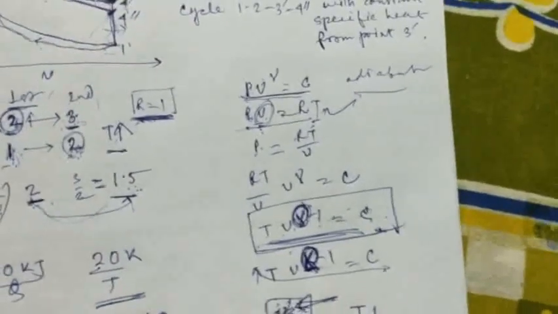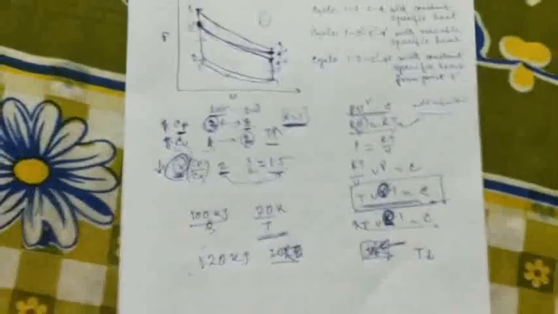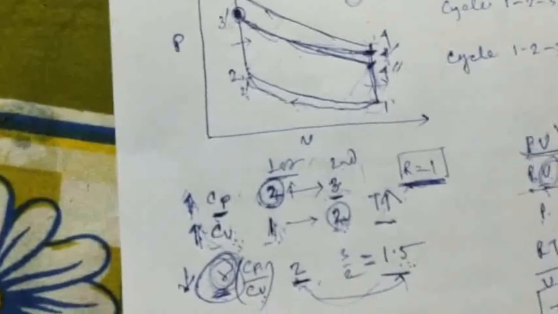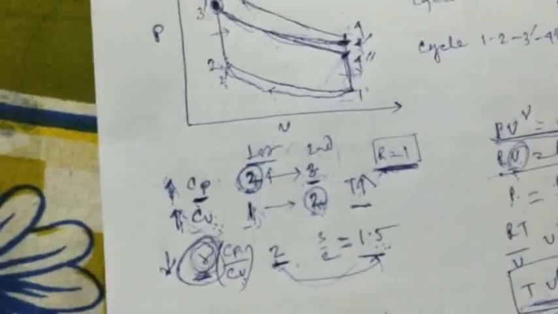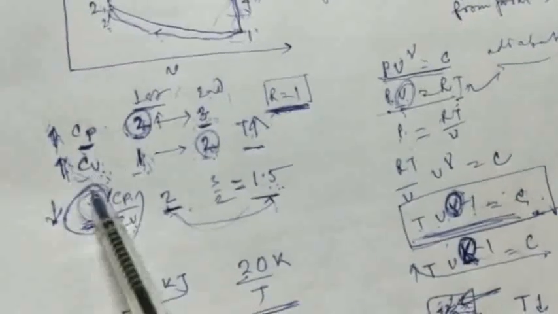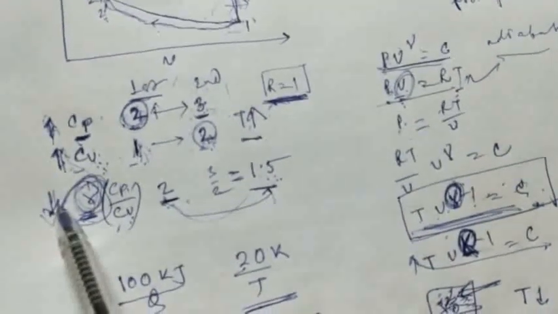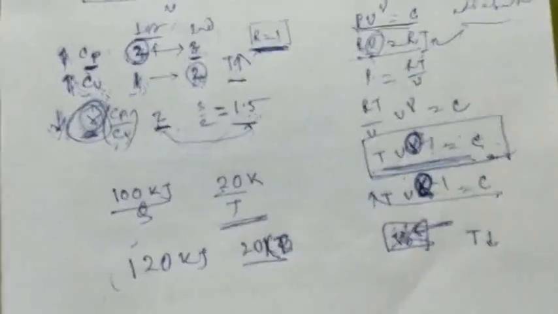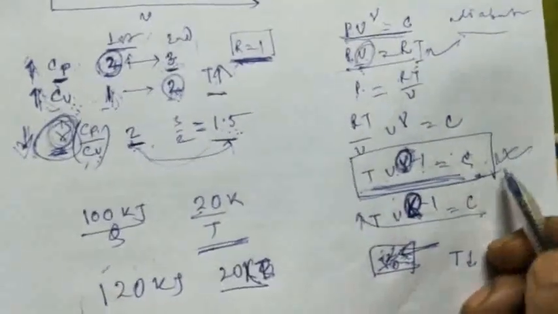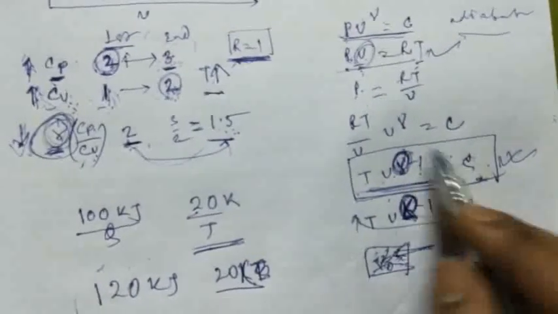But as we know, when the temperature increases, the specific heat will not be constant. It will be variable. It will change. How will it change? With the increase of temperature, the specific heat also increases. So if the specific heats increase, the value of gamma will decrease. So if we consider the variable specific heat in the fuel air cycle in actual condition, this equation will not be followed. Whatever we have considered in the air standard cycle will not be followed.